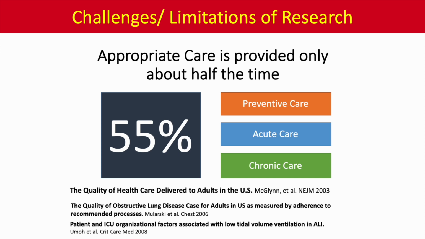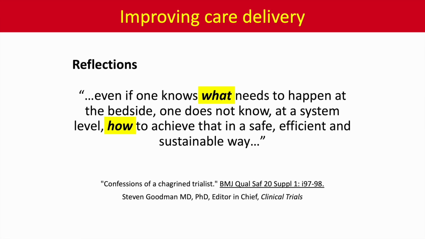that appropriate care in the US healthcare system is only delivered half of the time. This is true in preventive health, in acute care, and in chronic care. And this is not because of lack of knowledge or not knowing what kind of care is needed. As Dr. Goldman said, even if one knows what needs to happen at the bedside, one does not know at a system level how to achieve that in a safe, efficient, and a sustainable way. This is the gap we are dealing with in our healthcare system.